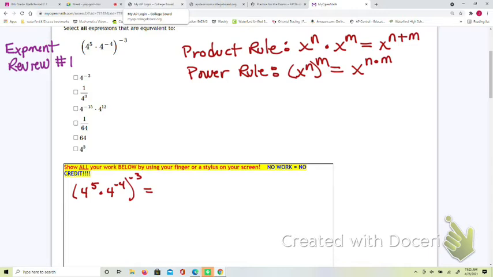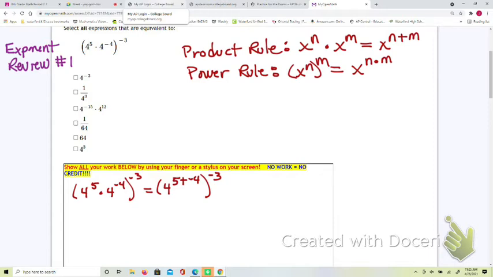Well, remember, you always have to do inside the parenthesis first. So if you look inside the parenthesis, we have 4 to the 5th times 4 to the negative 4. When I look at my 2 rules, that's got to be this one, right? Because it's x to the n times x to the m. You're multiplying them. What do I do with my exponents? I add them. So in the work area, we're going to write equals, parenthesis, 4 to the 5 plus negative 4, close parenthesis, to the negative 3.